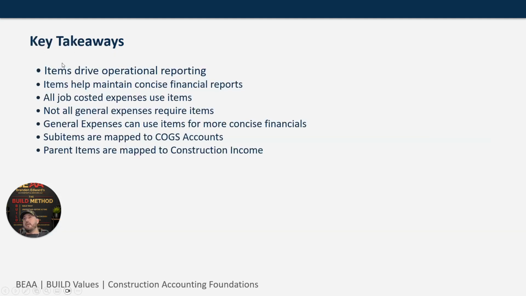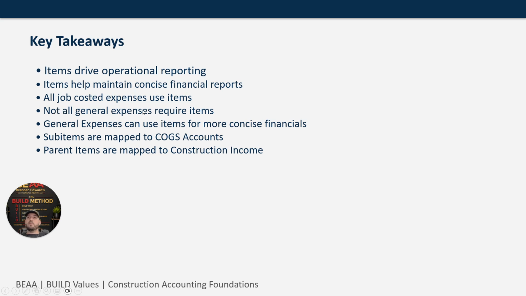So, key takeaways. Items drive operational reporting. Items help maintain concise financial reports. As we saw, this is mostly applicable to general and administrative expenses such as payroll, whenever we choose to use them, which is not very often. All job costed expenses use items. There is no exception for job costed expenses. Anything that's a job costed expense, which means it flows to cost of goods sold, requires an item, no exceptions.